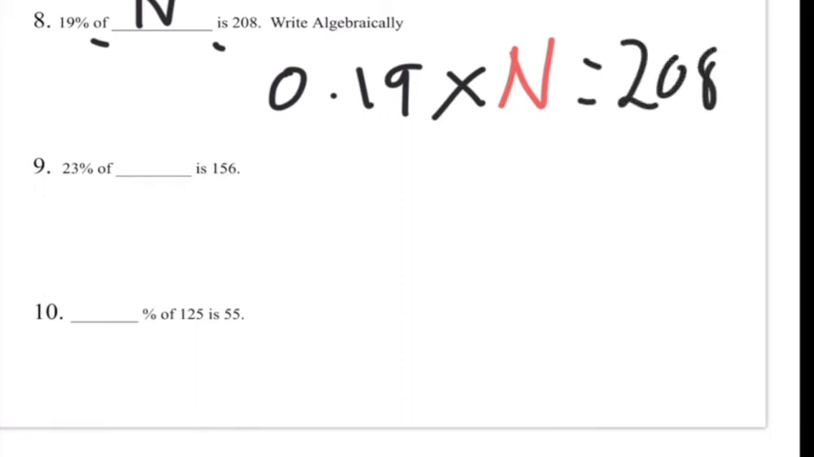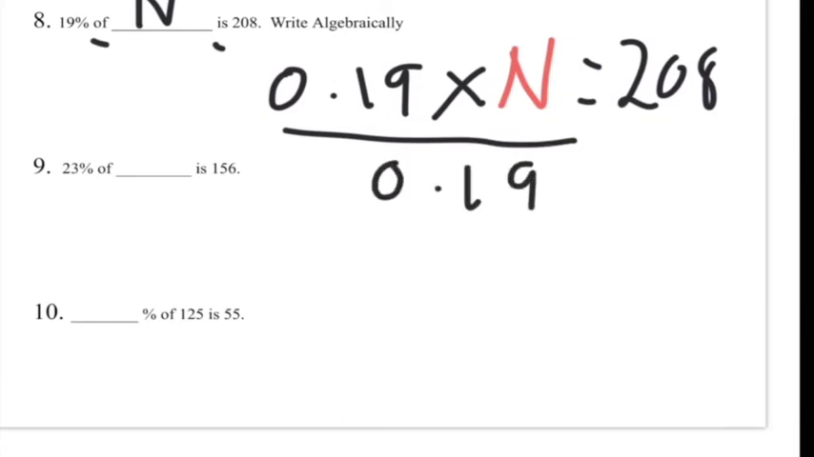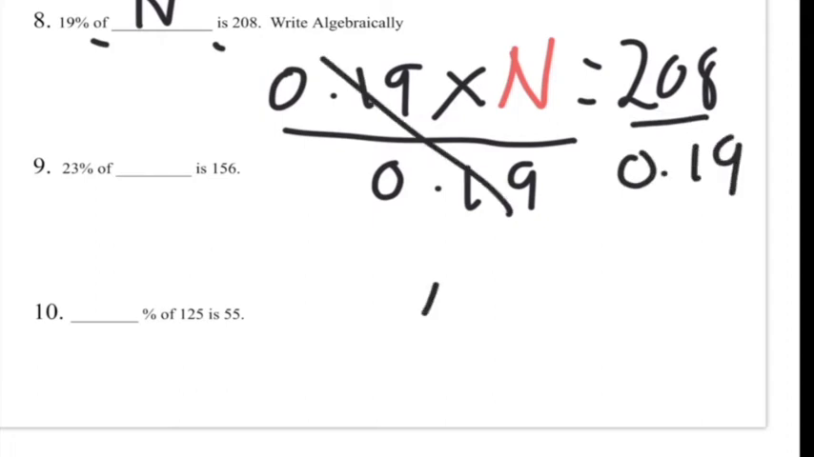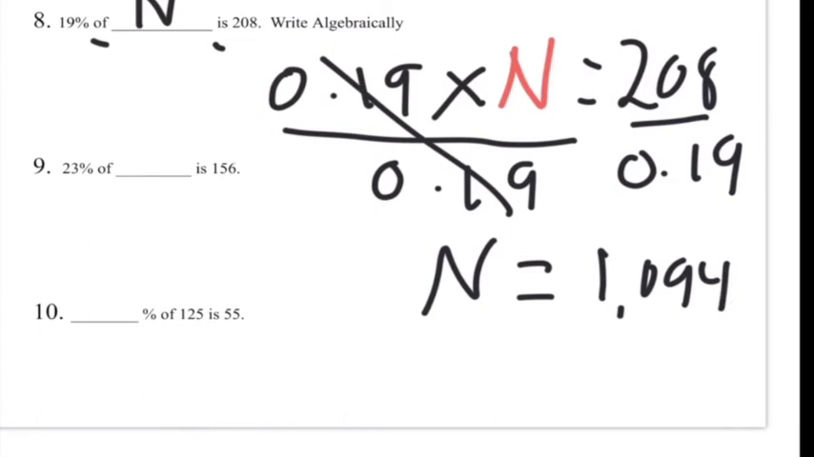So now we've done this many times, solving algebraically. So we have a variable we want to get by itself, and it's multiplying by 0.19. So you have to do the inverse operation, or the opposite. So we divide by 0.19 on both sides. These cancel out. So n will equal, and again, use your calculator, 208 divided by 0.19, and I get 1,094, and let's just round it, 0.7. We'll round it to the tenths. Okay, so that's the answer for number 8.